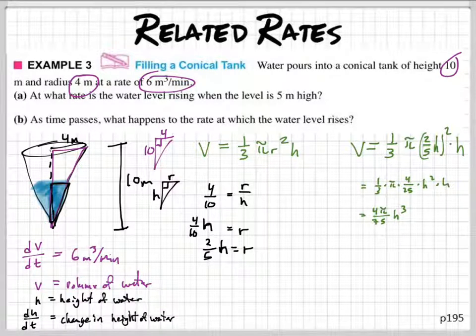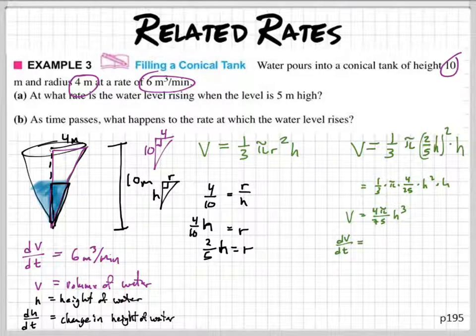Now some of you are asking really good questions. It means you're thinking about it. Why don't we just plug in the height right away? Well, if I do that, I'm not going to be able to find a dh dt. I need to take the derivative of this so I have a rate of the height, the rate at which the height is changing. So now if I derive this, I'm going to get dv over dt.